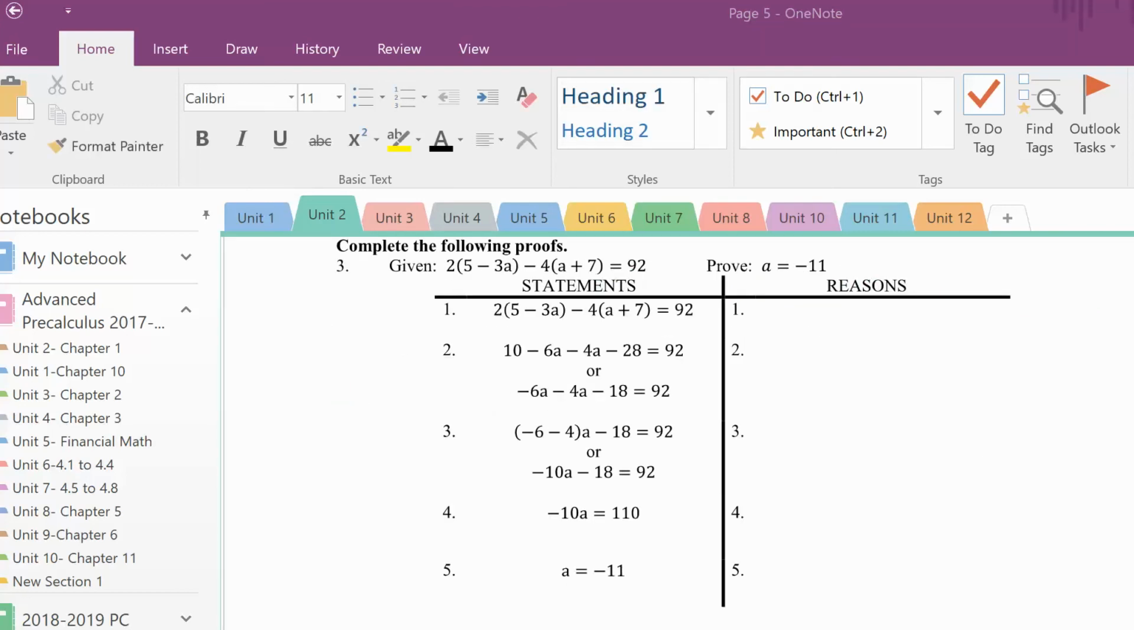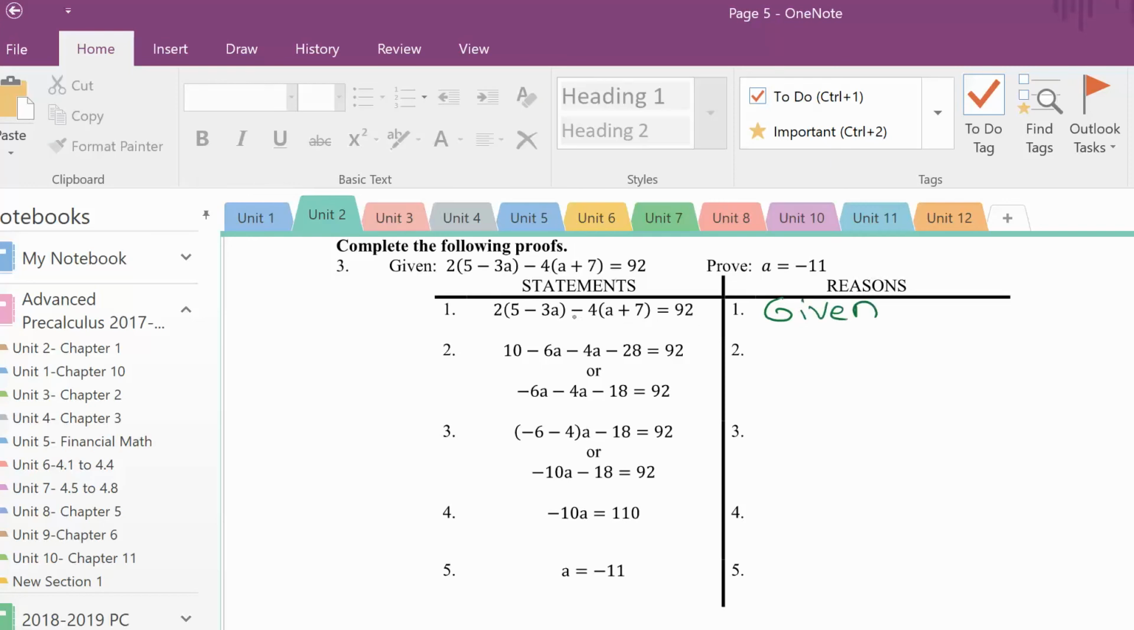So now we're given some proofs. Whenever you see a proof, you're going to have two columns. You have statements and reasons. You're going to have given information, like here 2 times the quantity 5 minus 3a minus 4 times the quantity a plus 7 equals 92. And then there's something you have to prove. So here you're going to prove that a equals negative 11. The first statement in a proof is always given. So for the first statement, you're going to repeat the given information.